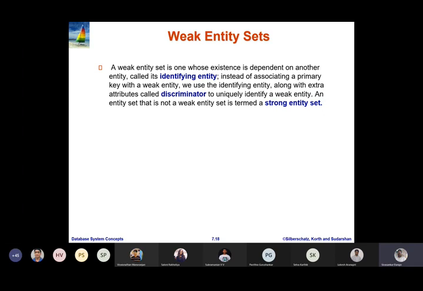So here you need to know the difference between a strong entity set and a weak entity set. A strong entity set has a primary key of its own, whereas a weak entity set does not have a primary key, and it is dependent on the strong entity set.